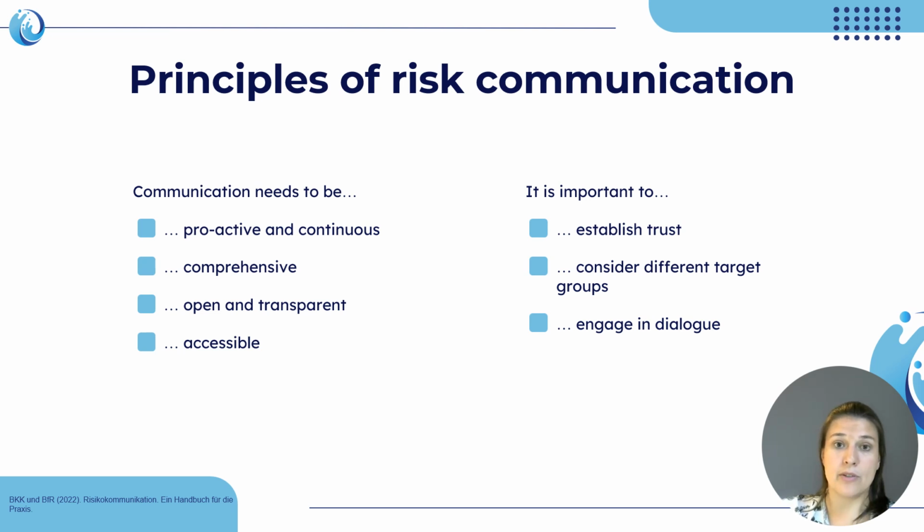And it is important to establish trust, and trust is based on social aspects and the performance of the communicating institution. Social aspects include that the institution follows the same values as the person receiving the information, acts fair, benevolent, honest, and caring. Performance means that the institution is perceived as well-known, capable, competent, and experienced with the topic.